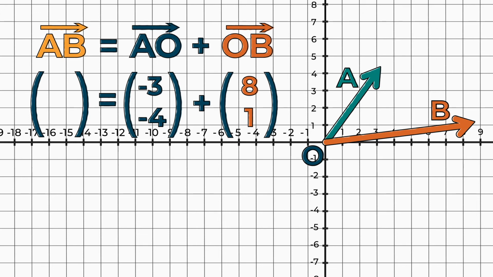AB equals AO plus OB. Minus 3, minus 4 plus 8, 1. Minus 3 plus 8 equals 5, minus 4 plus 1 equals minus 3. Therefore, AB equals 5, minus 3.